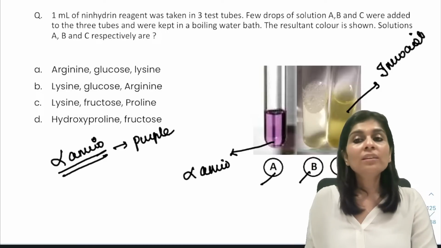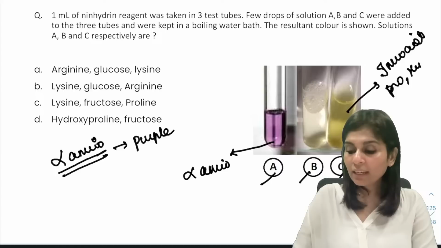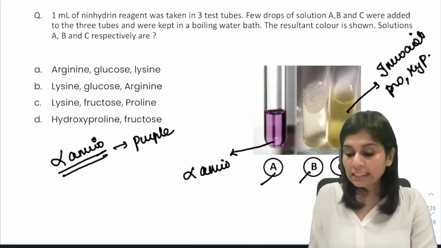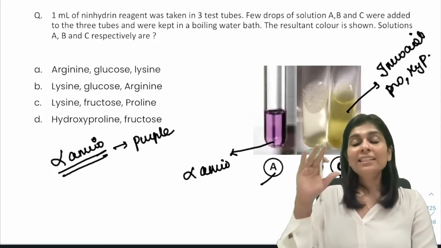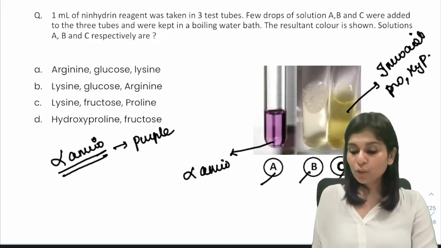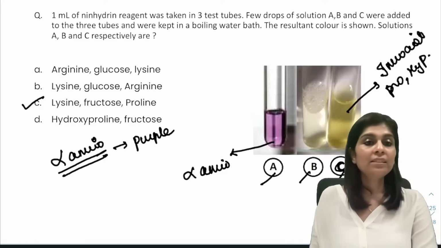Can you all tell me what are the imino acids that we have? The 2 imino acids are proline and hydroxyproline. So we know for sure C is going to be either proline or hydroxyproline. Just with that hint, what is the right answer, all of you? Because you know C is proline or hydroxyproline, what is the right answer? The right answer is C.